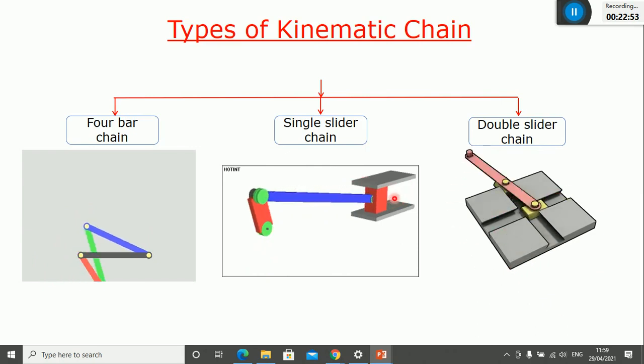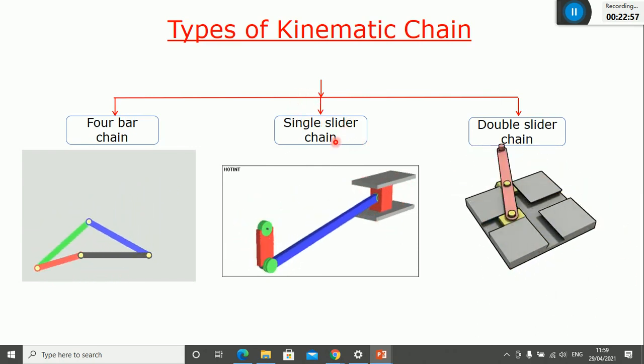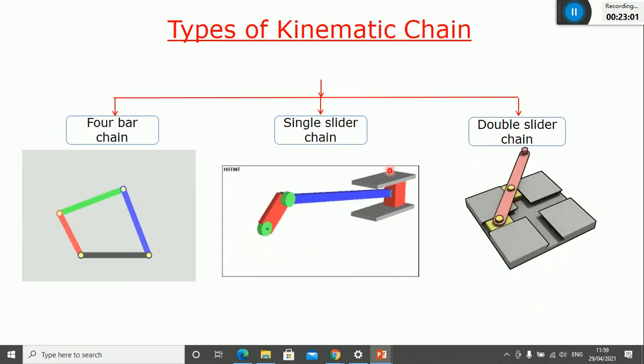Since it is having only a single slider or a single piston, I can call it a single slider chain. In the next slides I'll explain in detail what is a single slider.